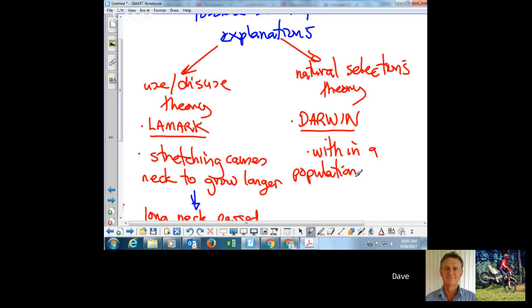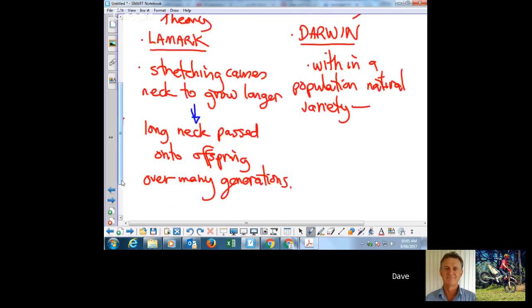he said there's natural variety. So that would mean naturally within a population you're going to have some that are going to have short necks and some will have long.